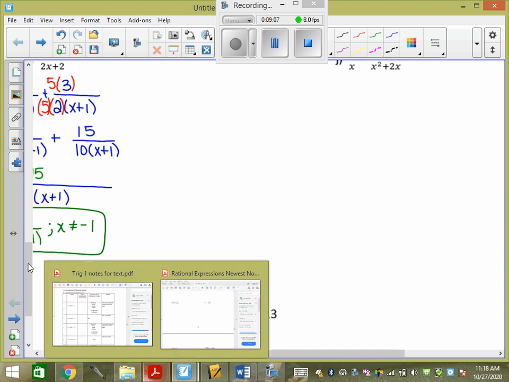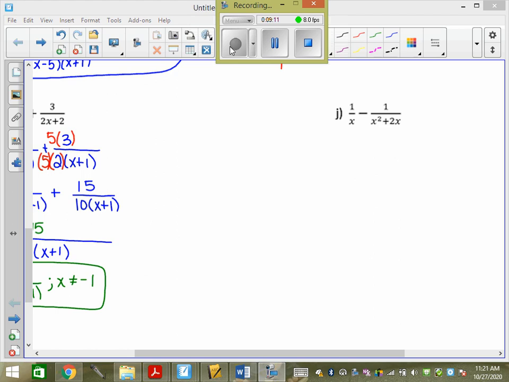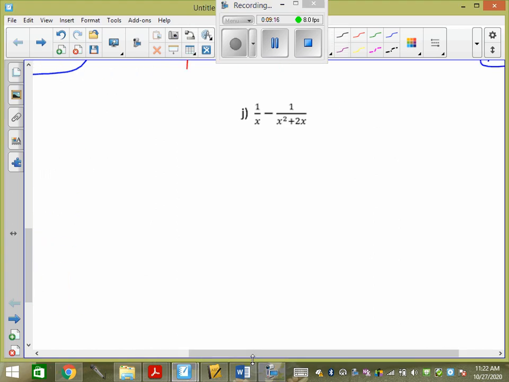You're going to try this one. J. Okay, what's the first step I have to do in J? What's the first step I have to do? Yeah. Take out an x in the denominator.